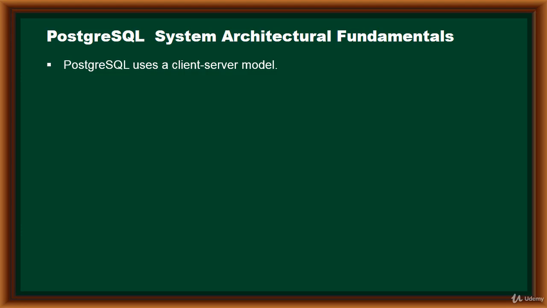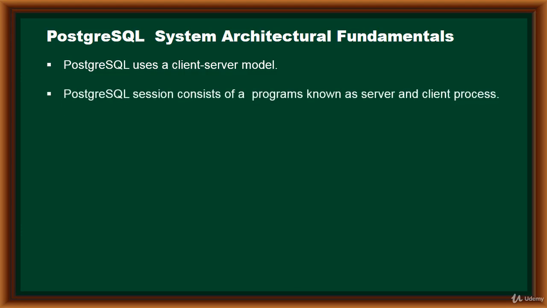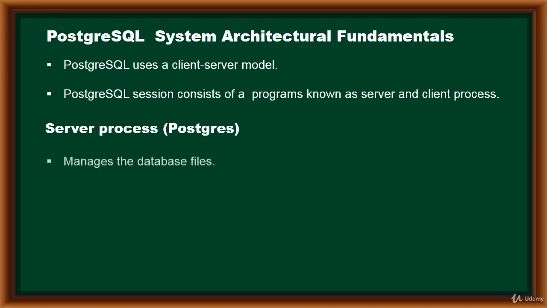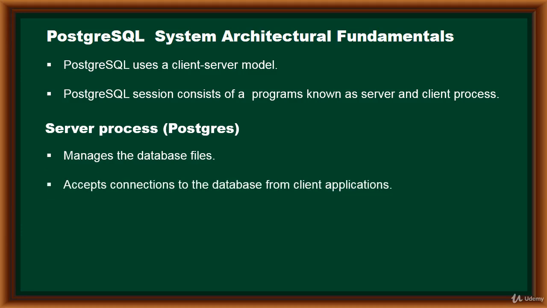So we have a server process, which is referred to as the actual Postgres, and the server process basically manages database files. It accepts connections to the database from client applications. It also performs database actions on behalf of the clients. So the database server program is called Postgres.